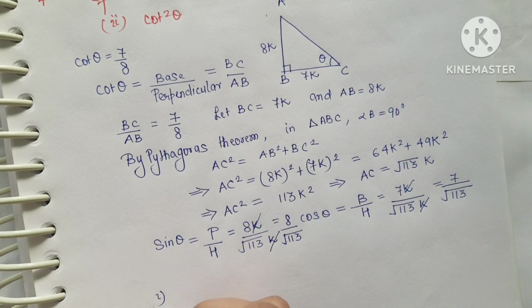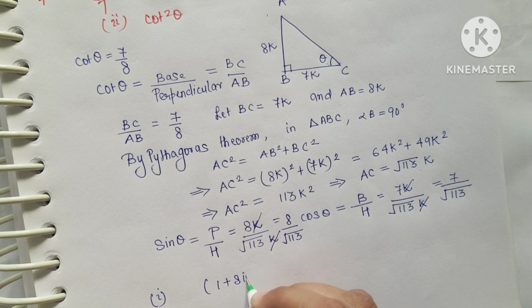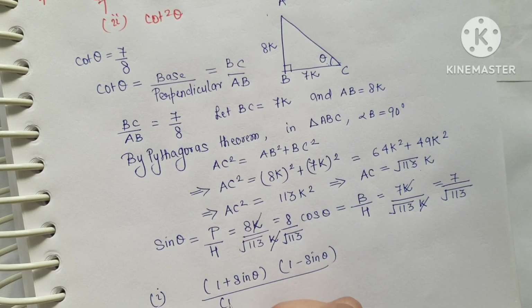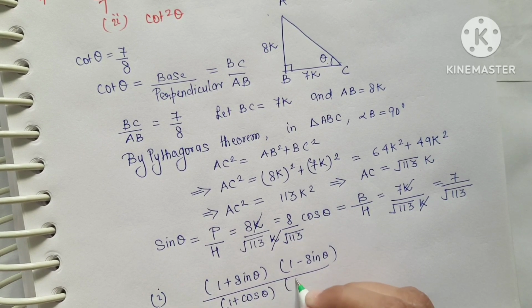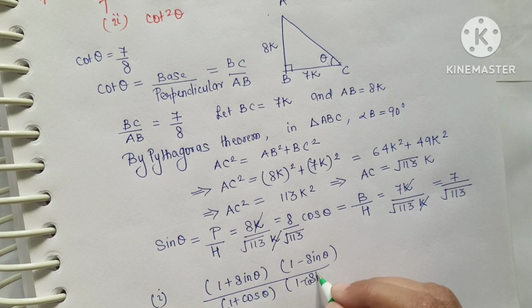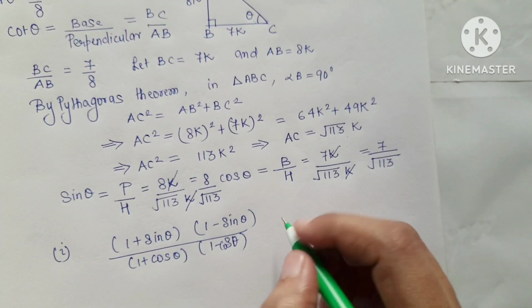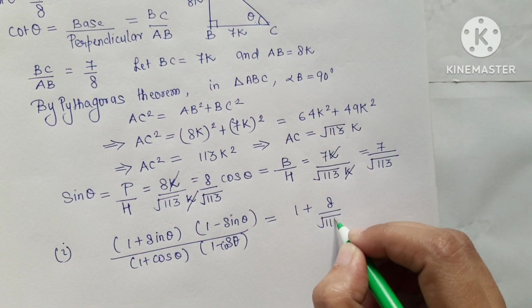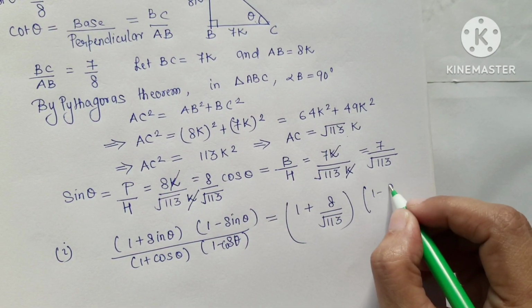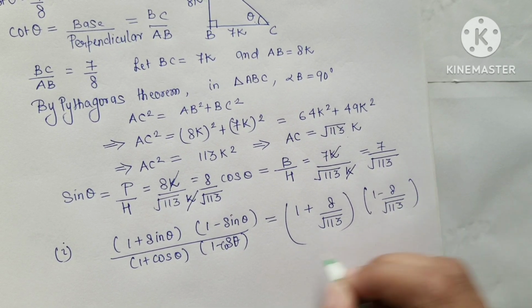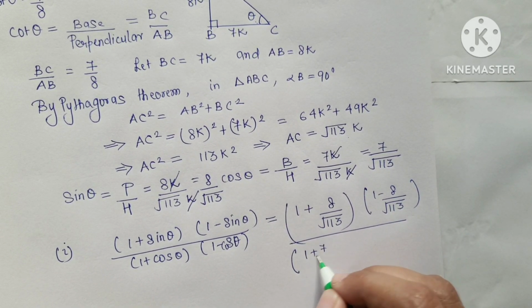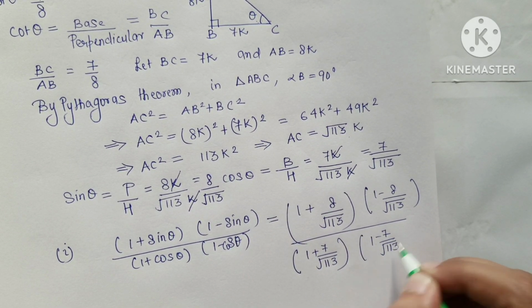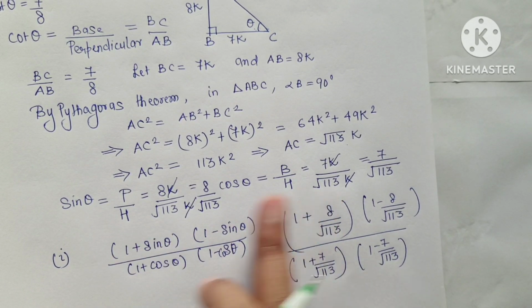So now the first part is you have to find out (1 plus sin theta)(1 minus sin theta)(1 plus cos theta)(1 minus cos theta), right? You have to evaluate its value. So just put it over here. You'll get 1 plus 8 upon square root of 113 and 1 minus 8 upon square root of 113, and 1 plus 7 upon square root of 113 and 1 minus 7 upon square root of 113. I'm just putting the value of sin theta and cos theta that I have evaluated so far.